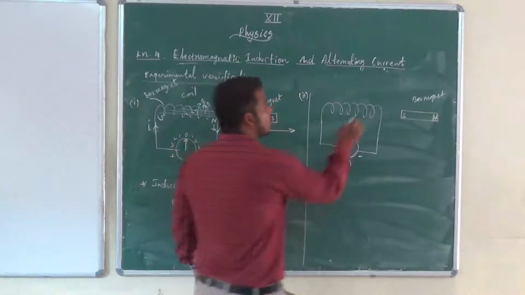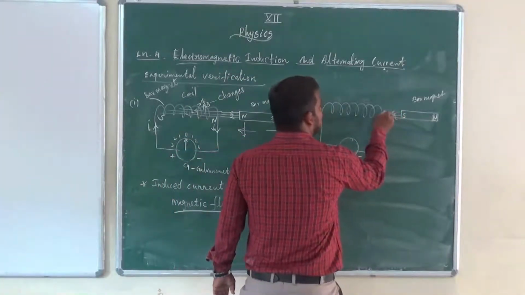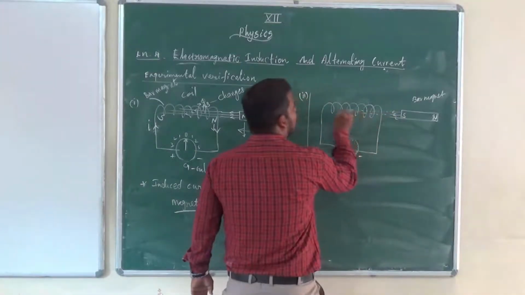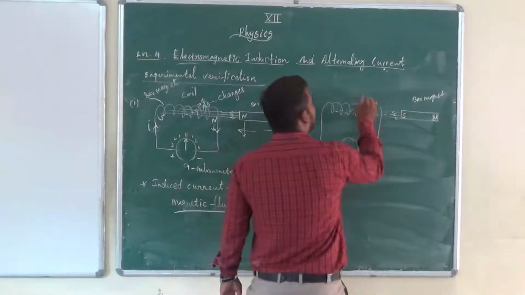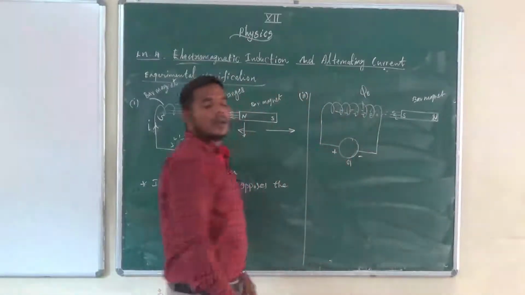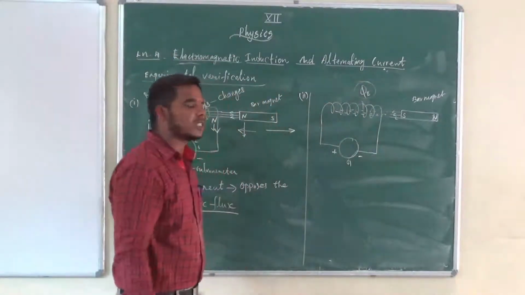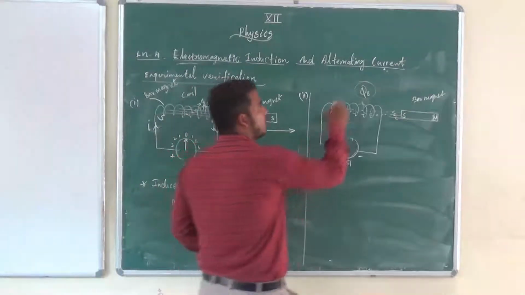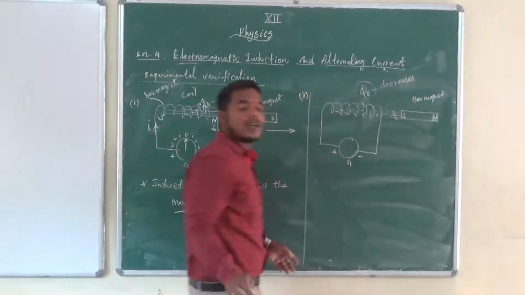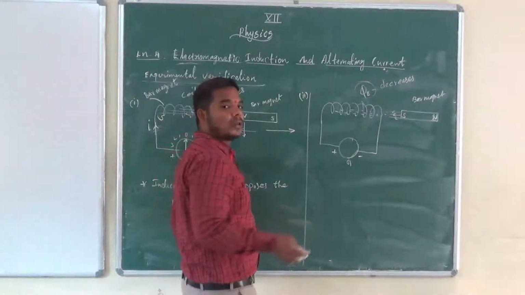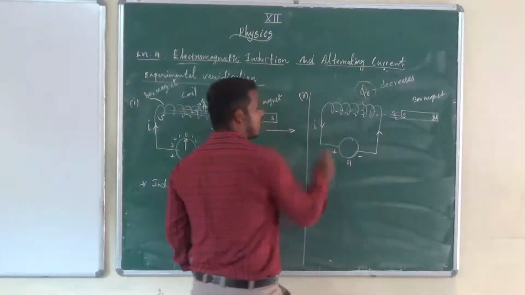The magnet produces magnetic lines. These magnetic lines crossing through the given coil are converted into the magnetic flux, which is denoted by phi B. Here, when the magnetic flux changes, it decreases. Either it increases or decreases, and according to electromagnetic induction that produces the induced current.